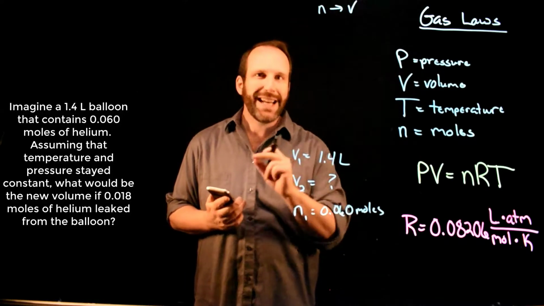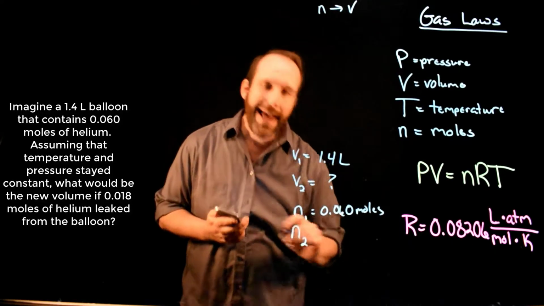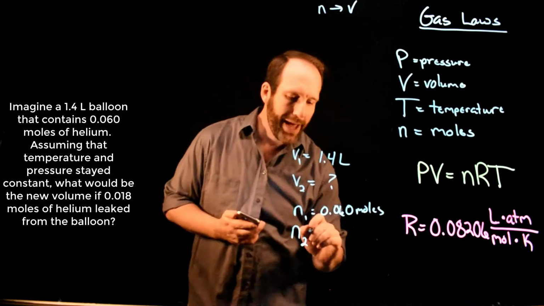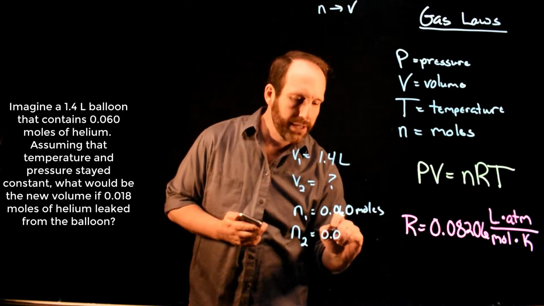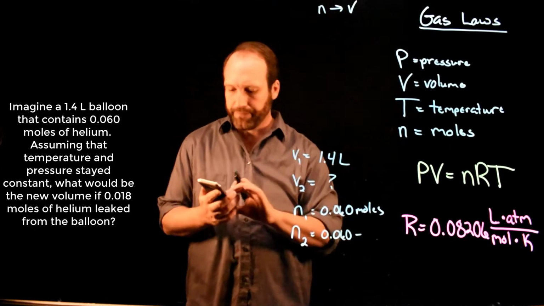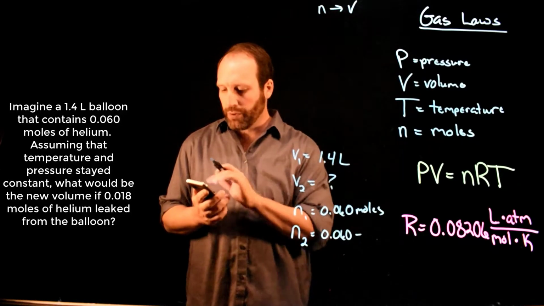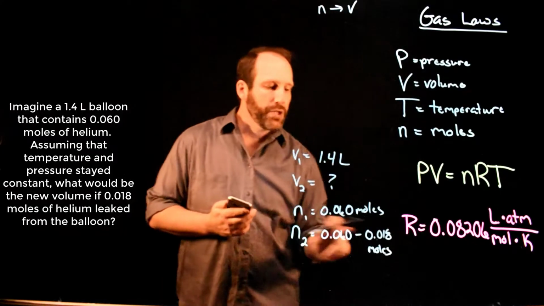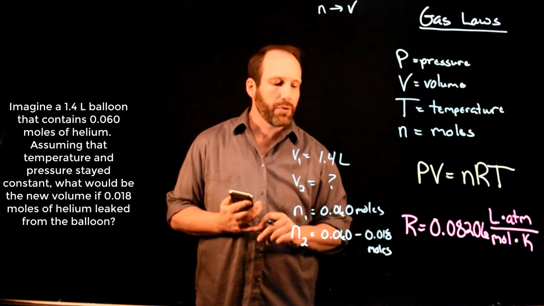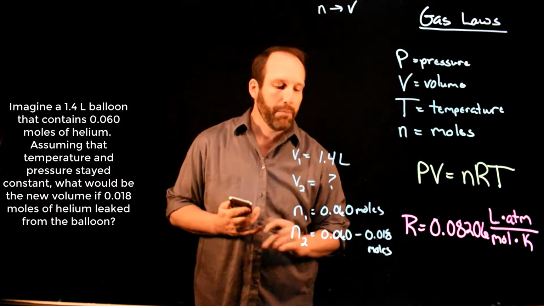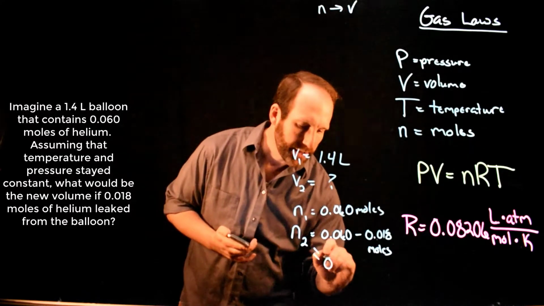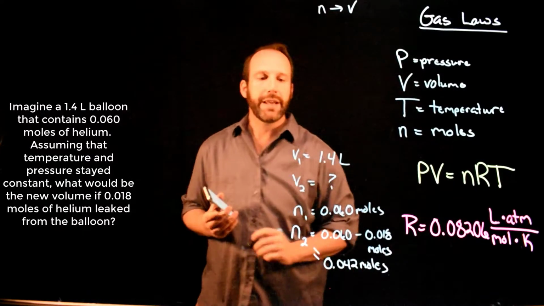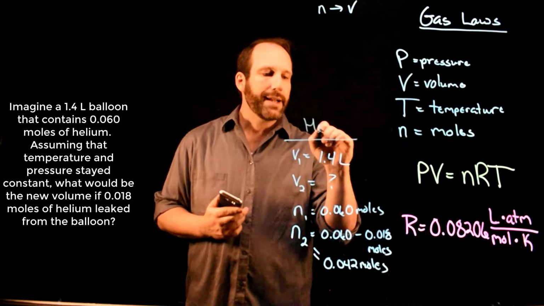So what is N2 in this problem? N2 is the amount that's still left in the balloon. A little bit of a trick here. So N2 is equal to 0.060 minus the amount that leaks out, which we're told is 0.018. And so what is that going to be? That's going to be 0.042 moles. So N2 is equal to 0.042 moles of helium. That's our gas here.